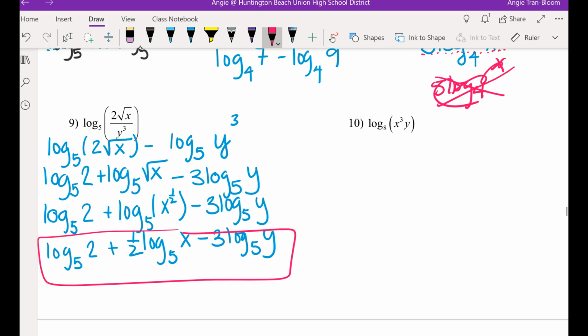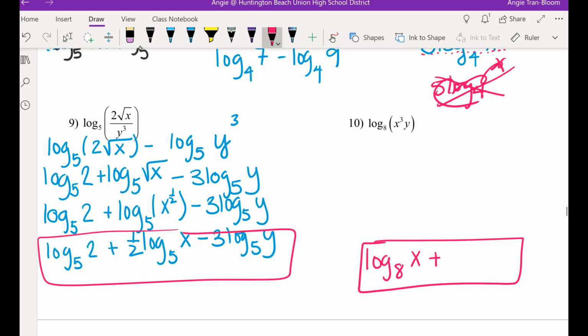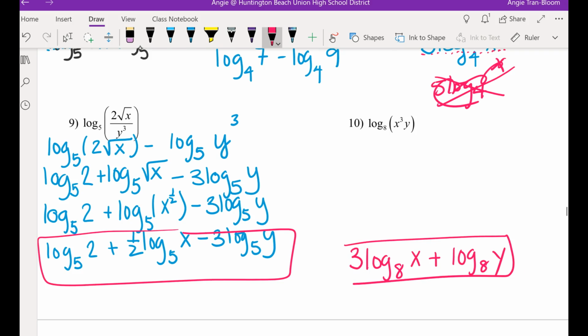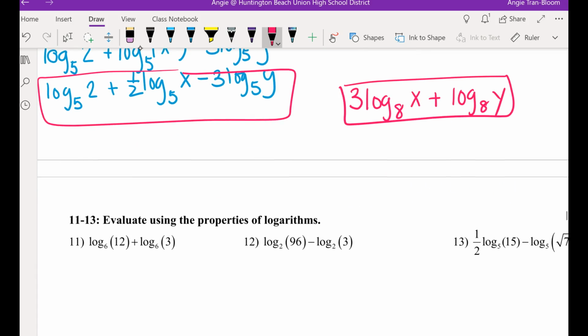All right, Ainsley, what is your final answer? 3 log base 8 x plus log base 8 y. Can you check what I'm writing? Oh, you said 3 in the front? Yeah. Is Ainsley correct? Yes, perfect. Anybody need to see this done? Let's move on. Ready?